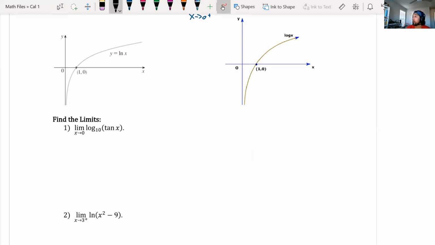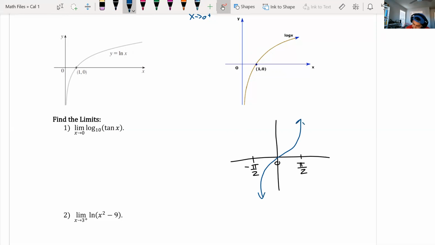So first off, we want to know what the graph of tangent looks like. And remember, tangent, I'll just draw one piece of it, negative pi over 2 to pi over 2, and tangent looks like this. Of course I can make it prettier because you have vertical asymptotes there and there, but you guys knew that, right?